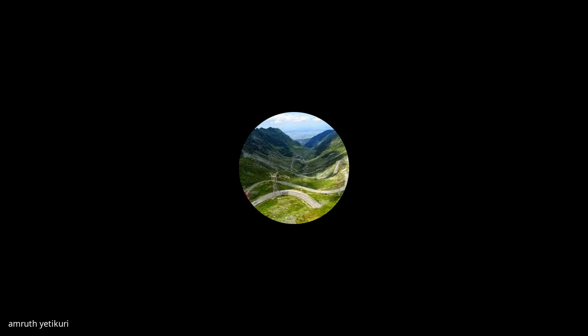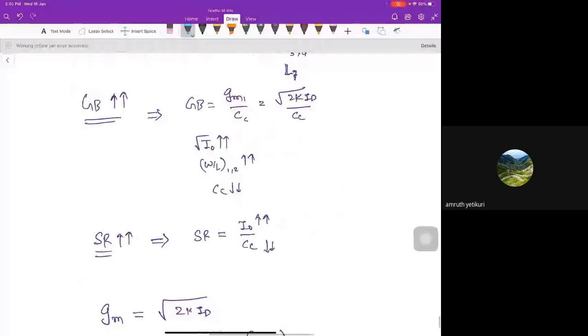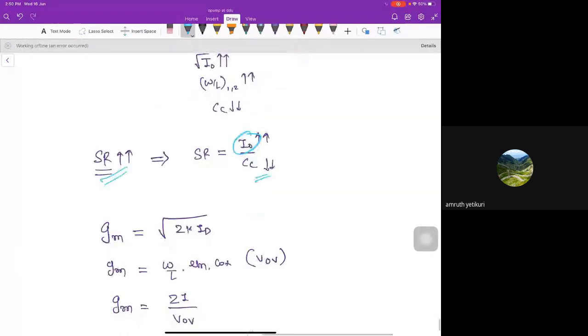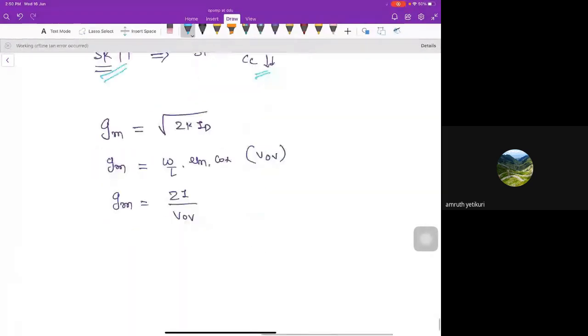Regarding the UGB, if I have to increase it, then I have to increase GM1 and reduce the CL. That's the thing. If you want to increase the slew rate, then you have to focus on I5 and CC. So that is the thing, and this is a simple GM3 equation you have to remember, because that will help you in designing. So that is the thing from my side.